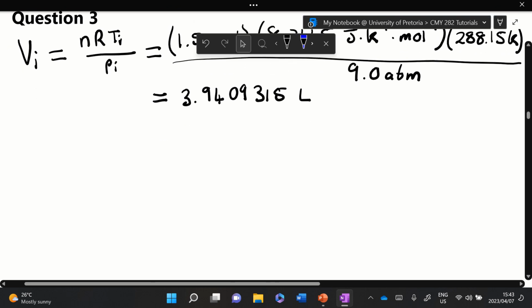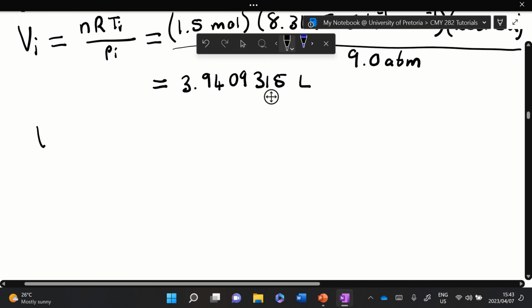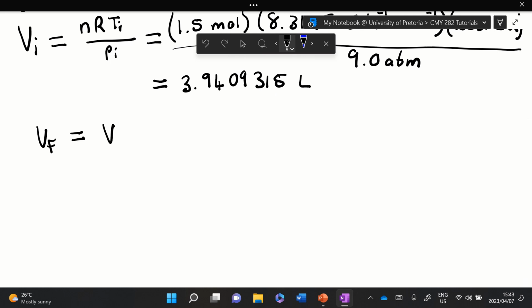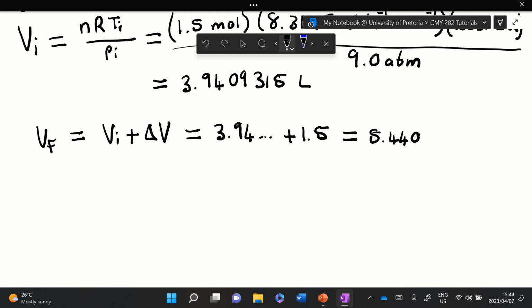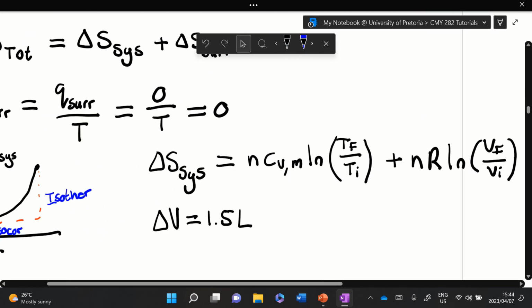Of course, now we need the final volume as well. Now we can use a nifty little trick, which is that the final volume is equal to the initial volume plus the change in the volume. So in other words, we have this 3.94 whatever plus 1.5, which is then equal to 5.4409315 liter.